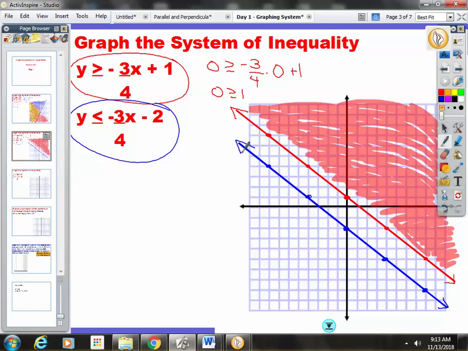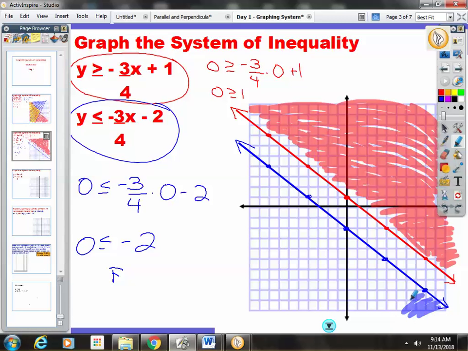So go ahead and test 0, 0. -3/4 times 0 is 0, and 0 minus 2 is -2. So I have 0 is less than or equal to -2. Is that true or false? False. So I don't want to shade the side with 0, 0, I want to shade the other side. So it would be the bottom half of our graph, underside.